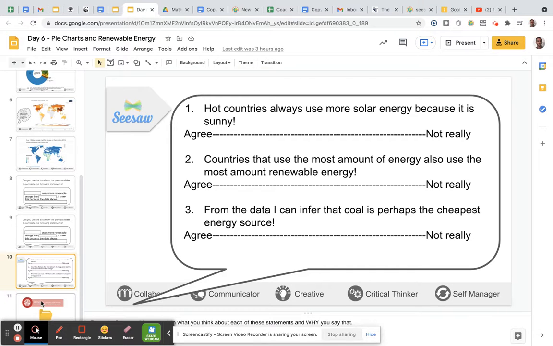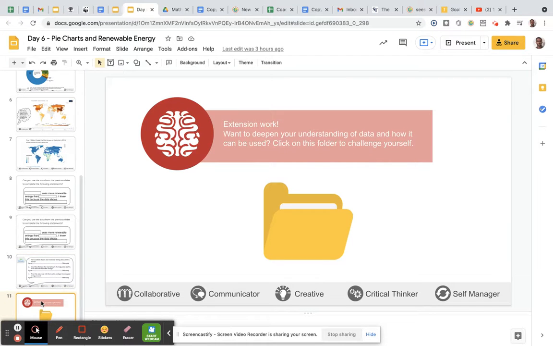And then here there is an extension. If at the end of that you think, actually I want to really go deeper into my practice and understanding of data, you can click on this folder here and there are some extra learning activities on there for you.